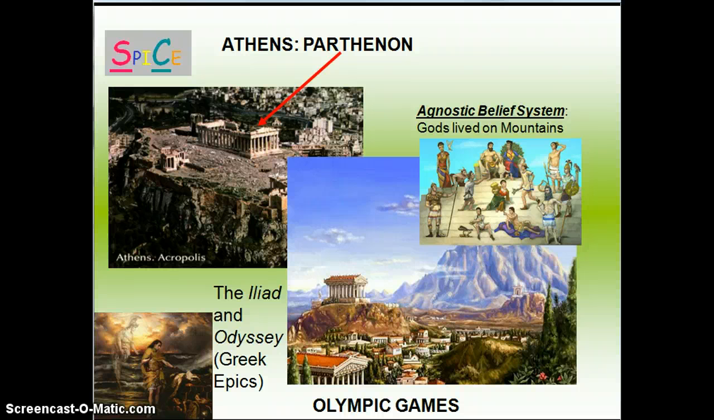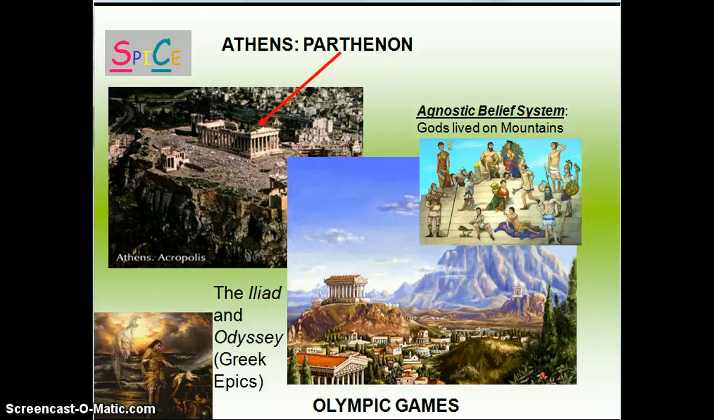And a few other important cultural characteristics. Architecture was very important, and you can see in this picture here in the upper left the Parthenon, which is a very famous piece of Greek architecture. Like many of the civilizations we've studied, Greeks were polytheistic, meaning they believed in many gods. The main gods were Zeus and his wife Hera. Poseidon was the god of the sea. Athena was the goddess of wisdom and war, and Apollo was god of the sun.